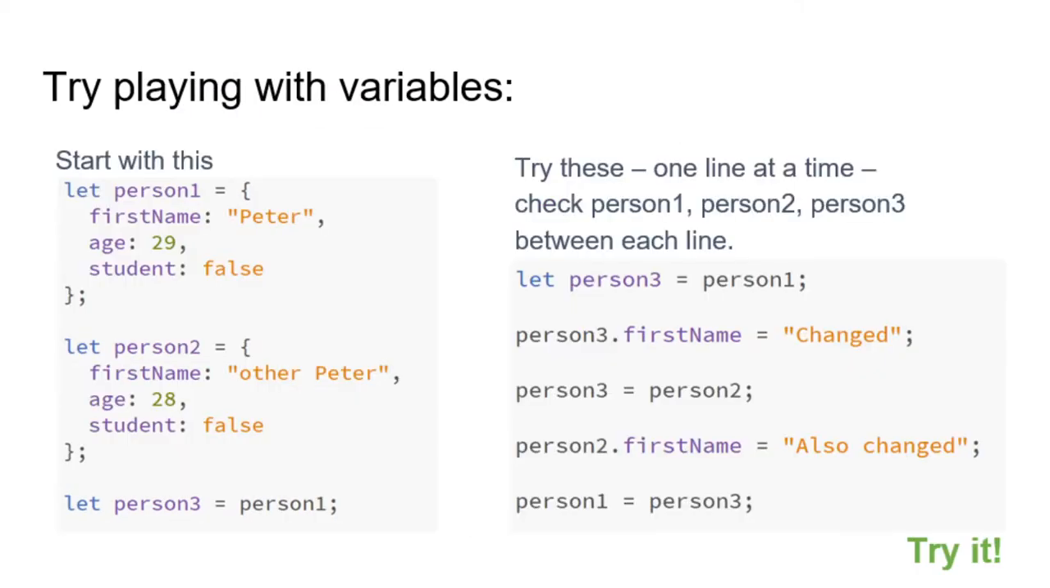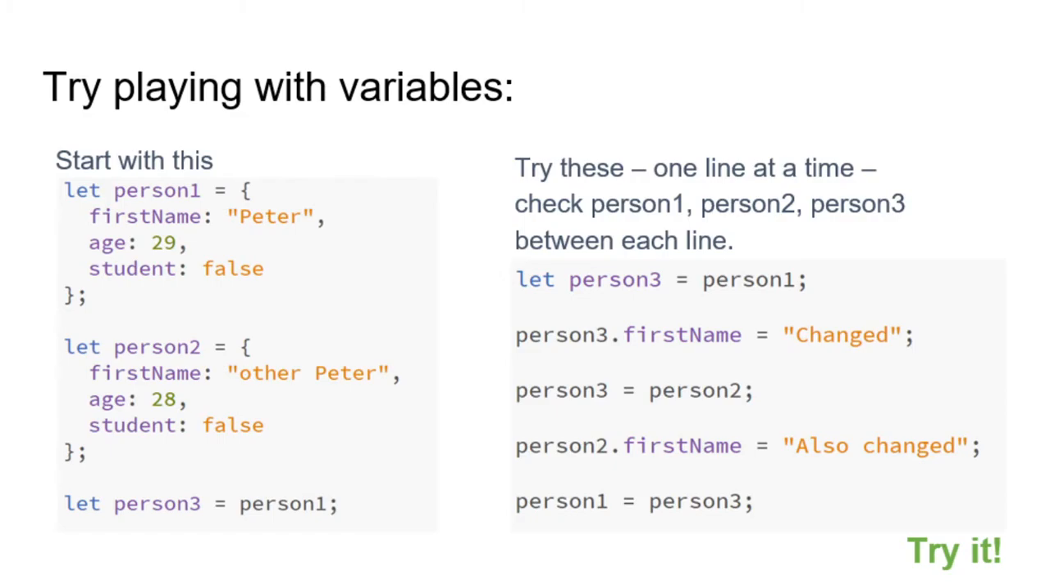Maybe if you try this out, then it will help. Take two persons here, and now I'm using let because I want to change the references. So we create one object for person 1, another one for person 2, and then we let person 3 be the same object as person 1. Start with this code. You can do it in the file you already have. Just change const to let, and then I want you to try these one at a time. First, you just say let person 3 equals person 1, like here. That shouldn't do anything. Then say, okay, what happens if you say person 3 first name changed?